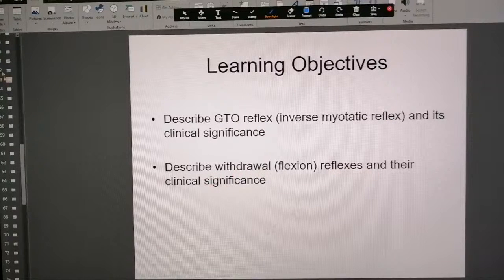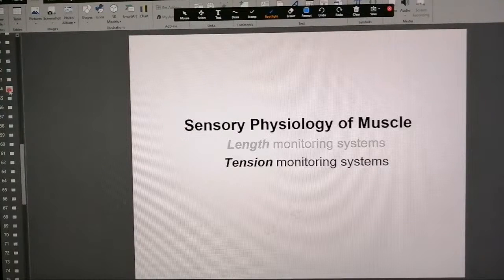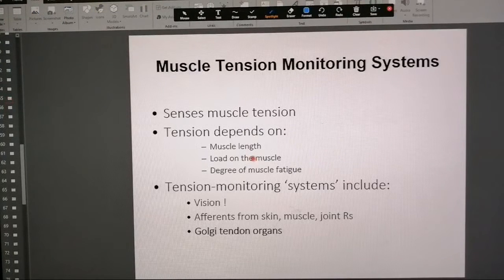and their clinical significance. This, by the way, will mark the end of the first chapter of Guyton under motor physiology. So we've done the length monitoring systems. Now we are going for the tension monitoring systems. There are multiple senses that look at tension. The tension, by the way, depends on the muscle length, of course, the load on the muscle, and the degree of fatigue in the muscle.